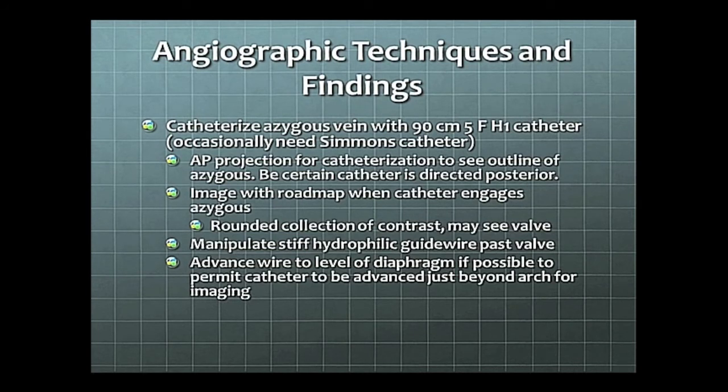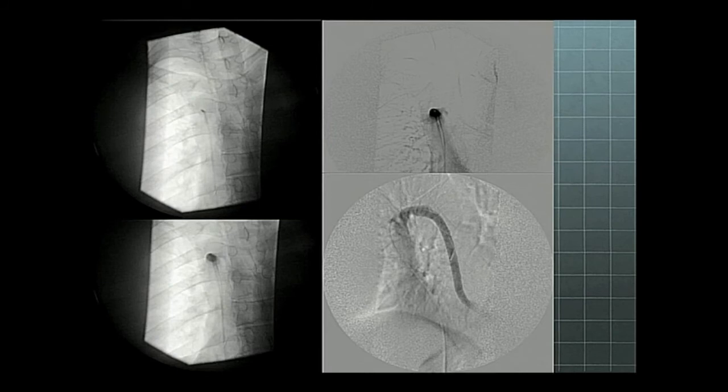I focused a lot on the jugular veins. The azygous vein, I usually catheterize with an H1 catheter. Rather than going through all the words here, I'll just show you. I usually catheterize in the AP projection, because I know where the azygous vein is. It sits right where the trachea and the right main stem bronchus join, at least on a chest radiograph or fluoroscopy, and there's a shadow there. That's the azygous vein. Make sure the catheter is posterior, of course.